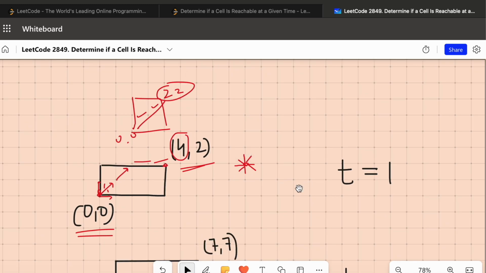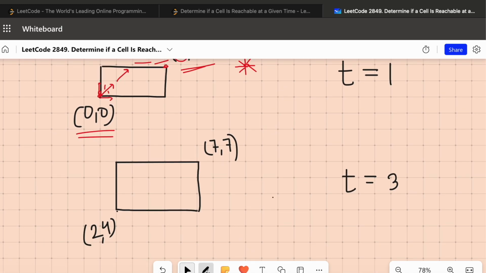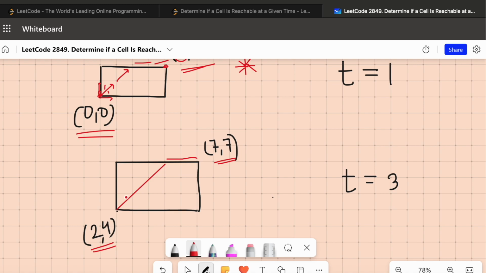Let's try another example. Let's say we have 2 4 as the starting point and 7 7 as our destination point. We have to reach from start to end, and we have to calculate the distance between them. From 2 to 4, 1 unit, 1 unit, 1 unit, so 3 units are covered, and then 2 units in this direction. The 3 diagonal moves also take 1 unit of time each. So 1 1 1 and 2 remaining units, 5. So the formula that can be derived is 7 minus 2 is 5, 7 minus 4 is 3, and the maximum of these will be our distance between these two nodes.